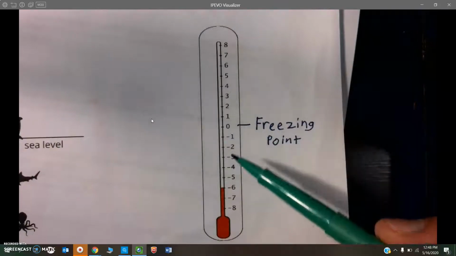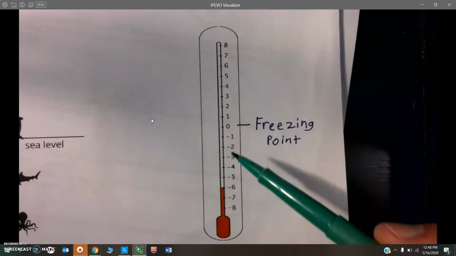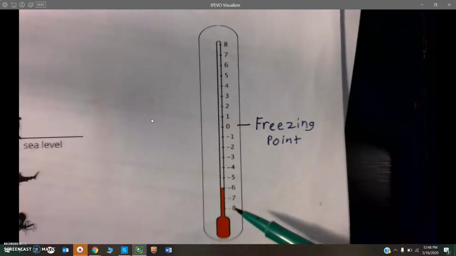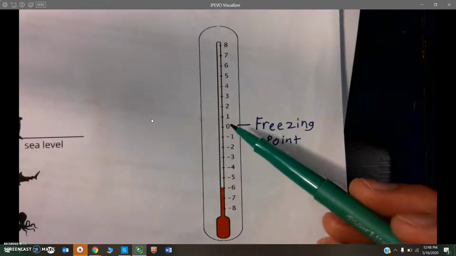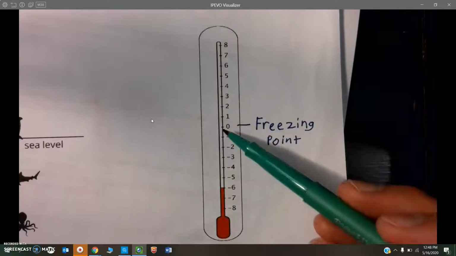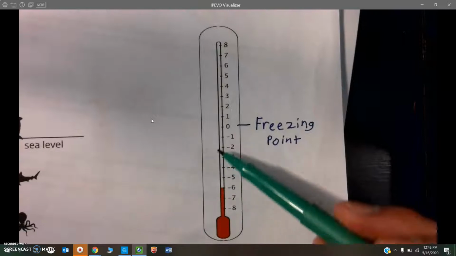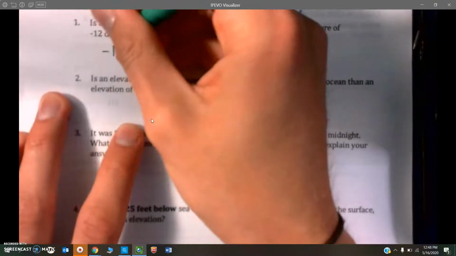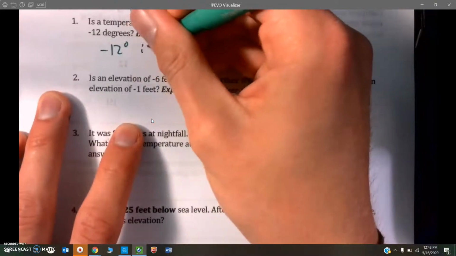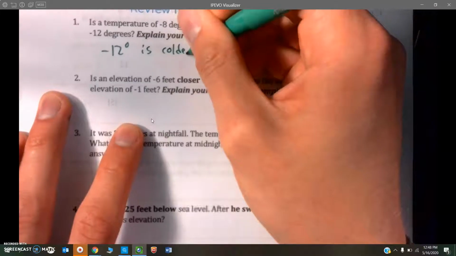And as we go below freezing point and we start counting negatives, it's getting colder. So the coldest degree shown on this particular thermometer is -8 degrees. And so, as we go down, as we begin to count with negatives, it gets colder. So in this case, -12 degrees is colder than -8.